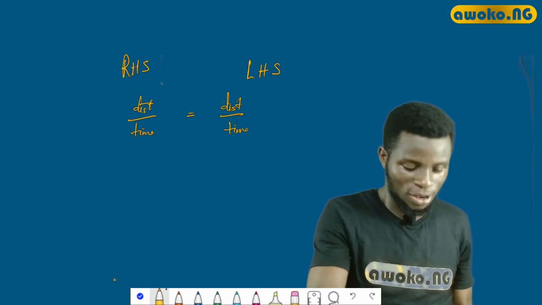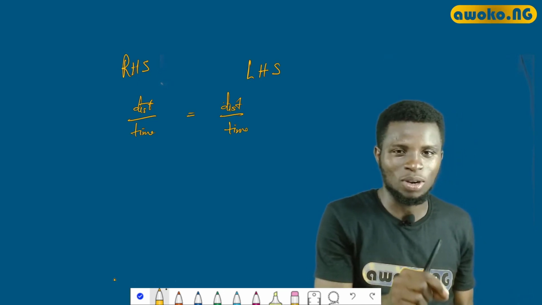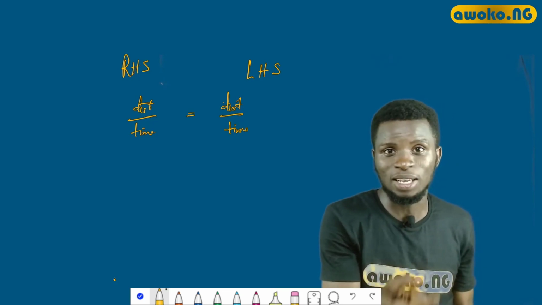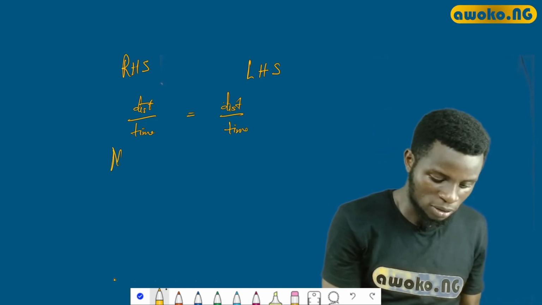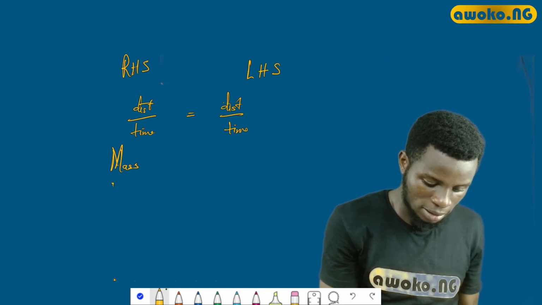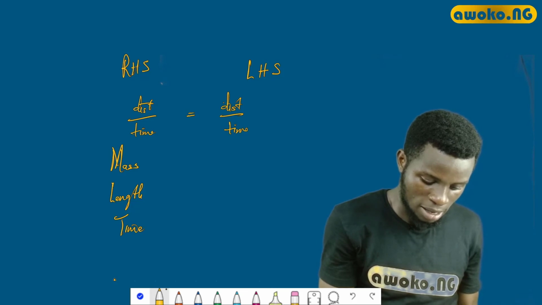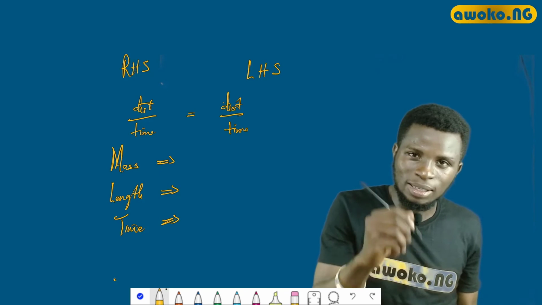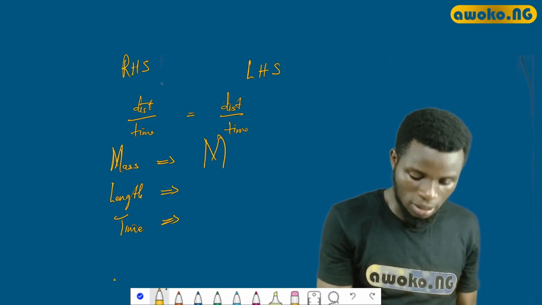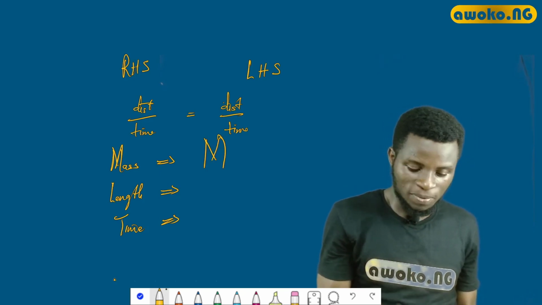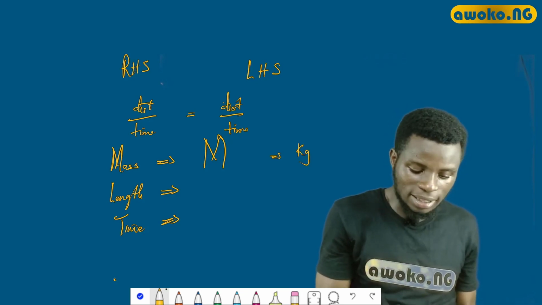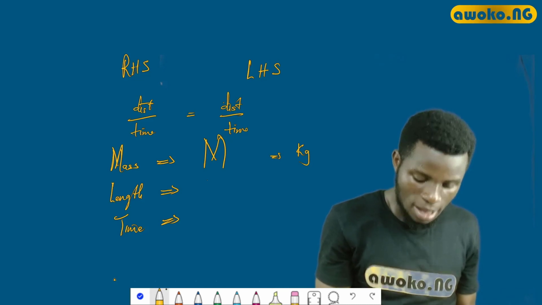So now what is the dimension for distance, which is also the same thing as the dimension for length? Of course, like I said earlier, mass, length, and time. So let me clearly state these. So mass, the dimension for mass is capital letter M. Is that okay? And the unit is kg. The dimension for length is L.